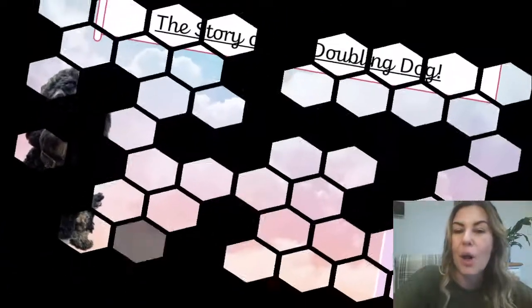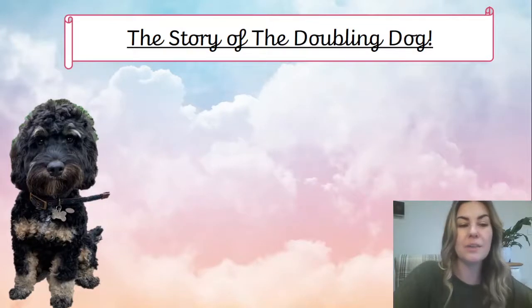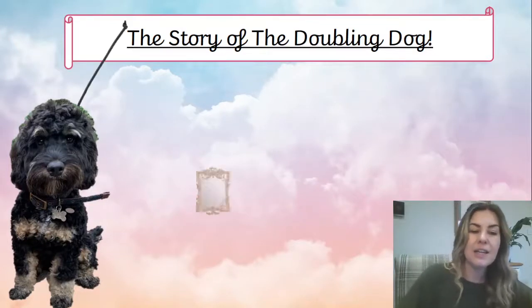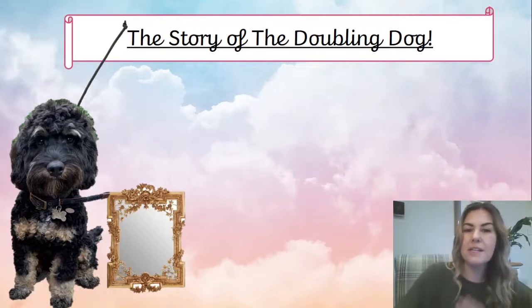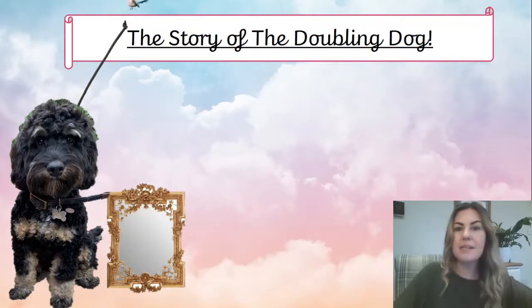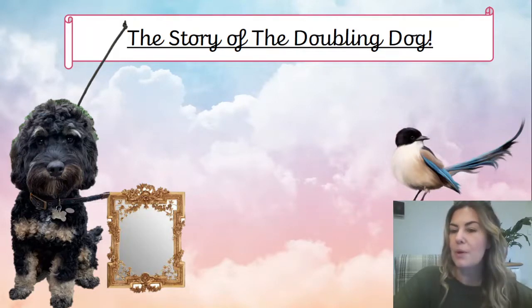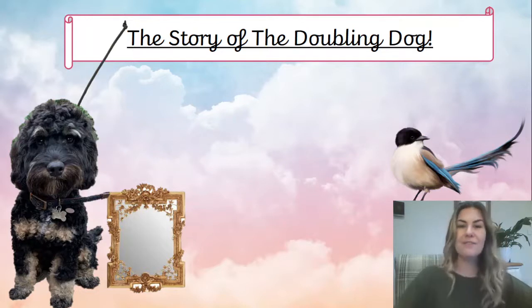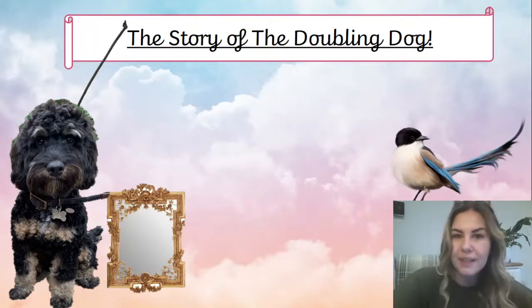Okay, so Mochi continued through his woodland. He had his lead on and he had his magic mirror, and after he had said goodbye to Grumble, he immediately bumped into a beautiful bird. This was Freddie the bird. Hi Freddie, how are you? And Freddie said, I'm very well, thank you, Mochi.